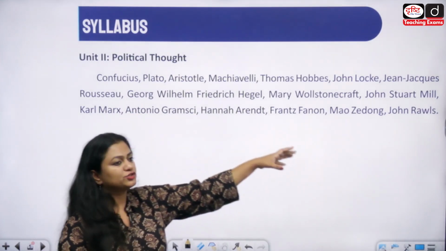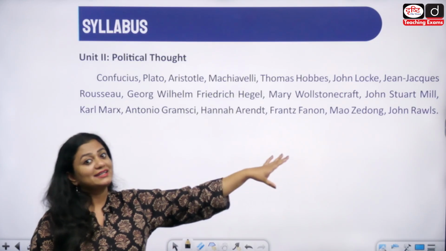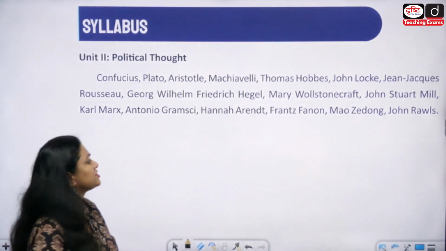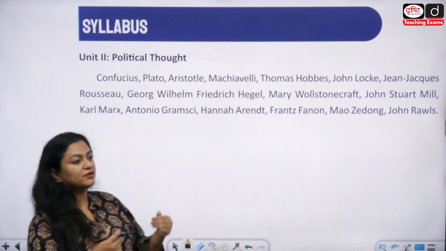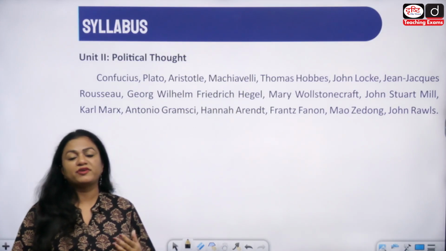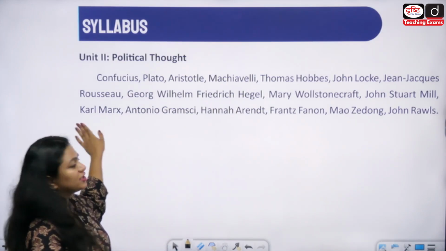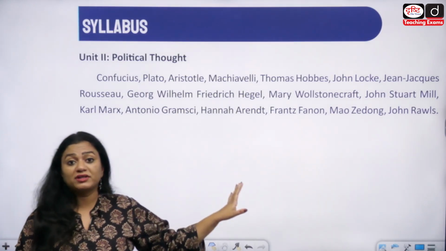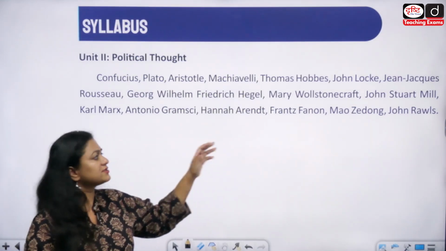Then we have John Stuart Mill. Obviously, when you have dealt with democracy, then we have John Stuart Mill, who has spoken about representative democracy. Then we have Karl Marx, and for every concept, we find the Marxist interpretation as well. So here we are again going to study Karl Marx, his life, his major works, his major ideas as well. Then we have Antonio Gramsci, who is a neo-Marxist thinker.